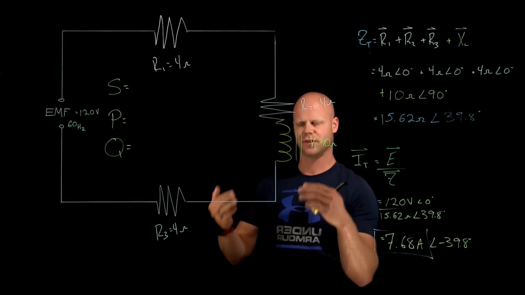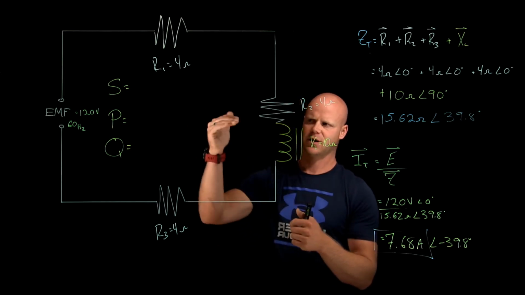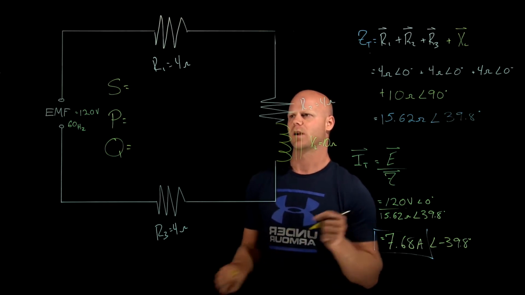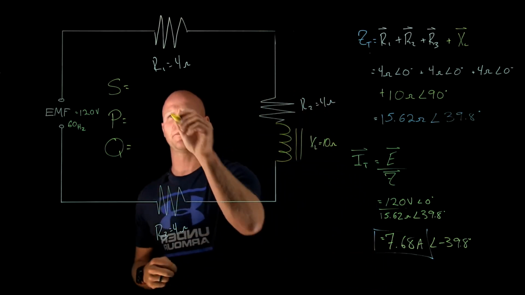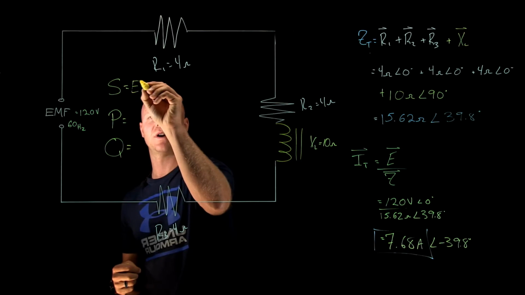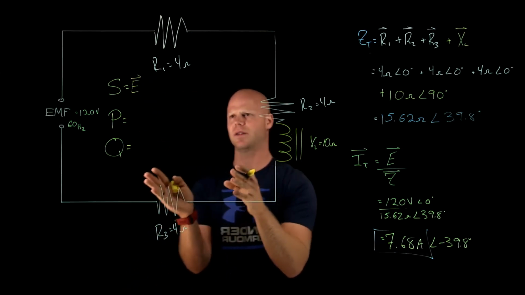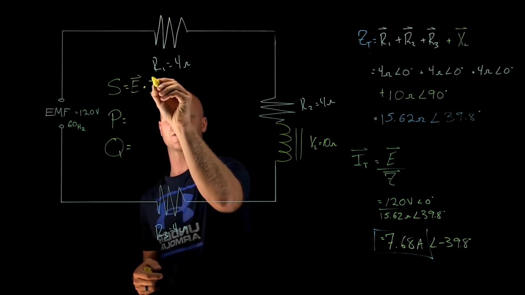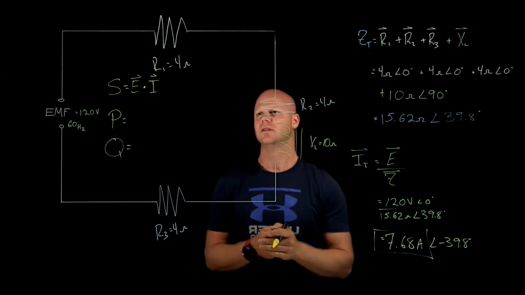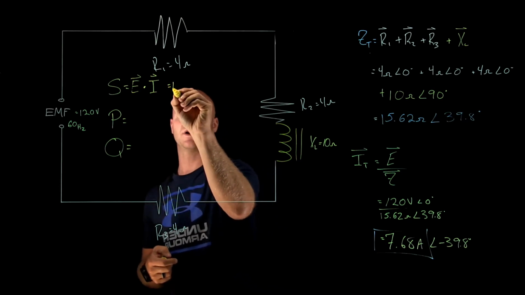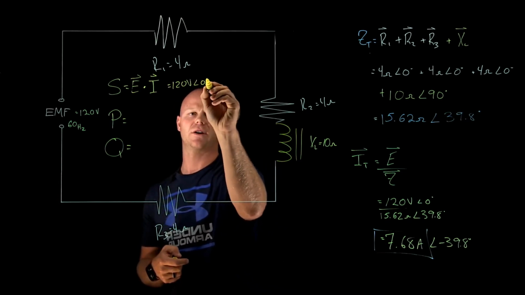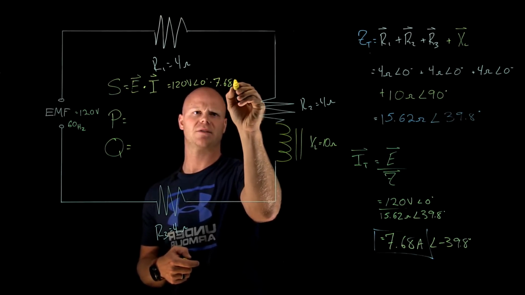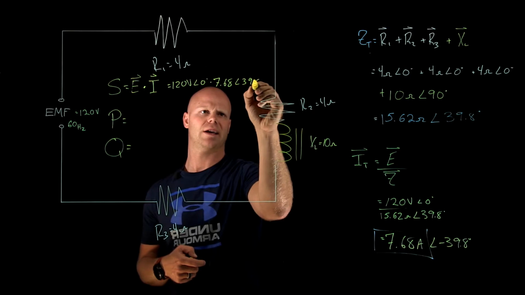at its appropriate angle. And the important thing to remember and to identify is at what point I am using the angle. So for my apparent power, because I want all of those values to be intact, I want the voltage at its appropriate vector multiplied by the current at its appropriate vector. Then I will get my 120 volts at 0 degrees multiplied by my current of 7.68 amps at 39.8 degrees.